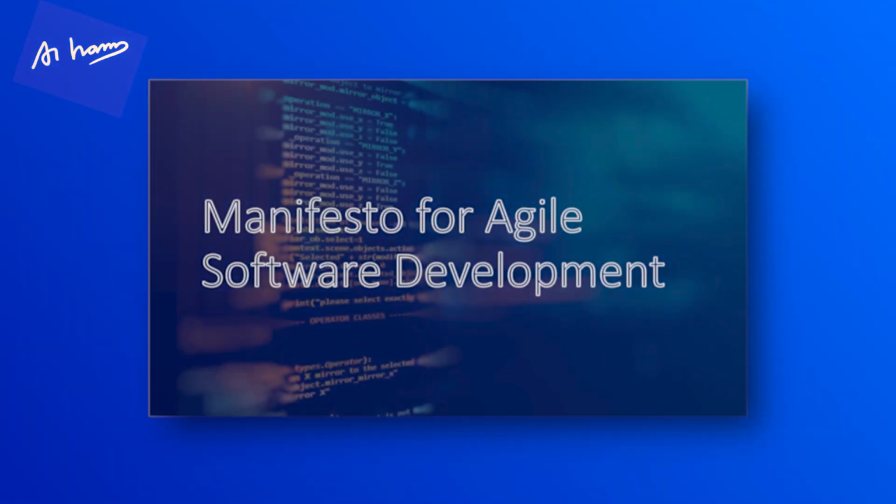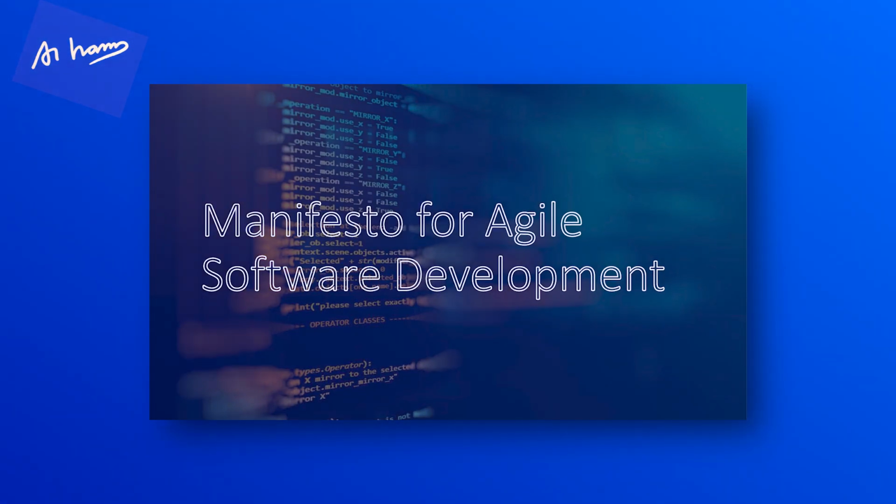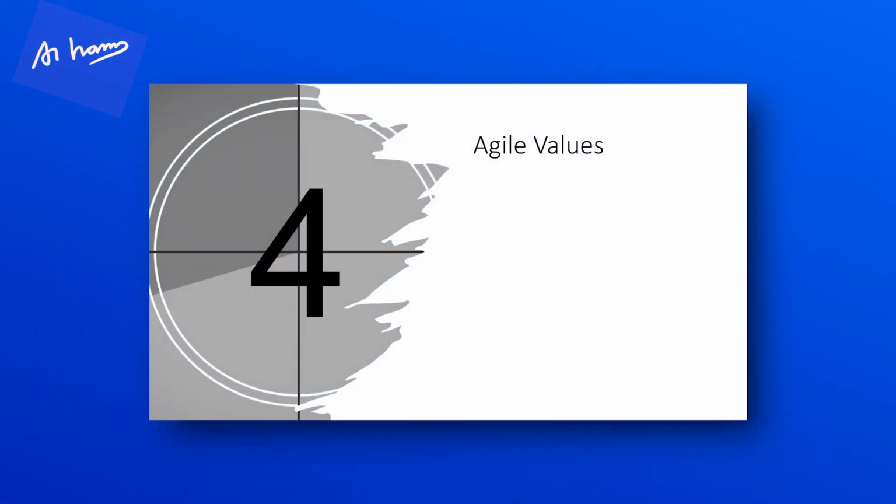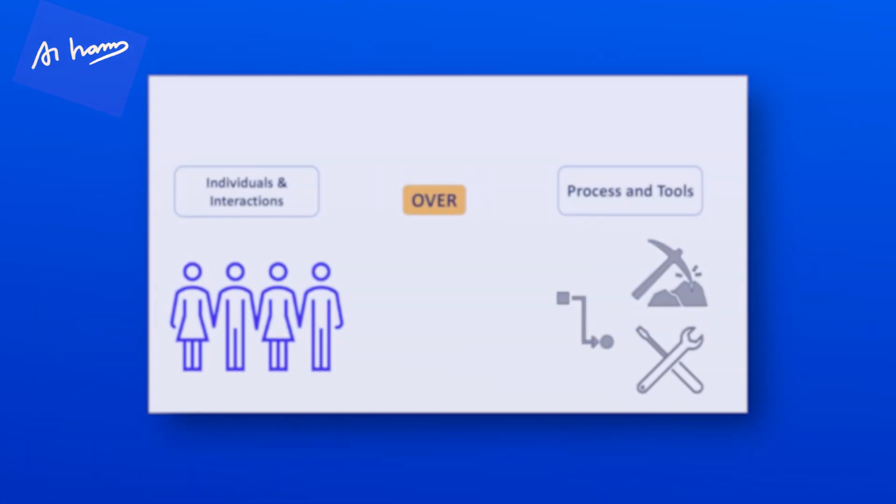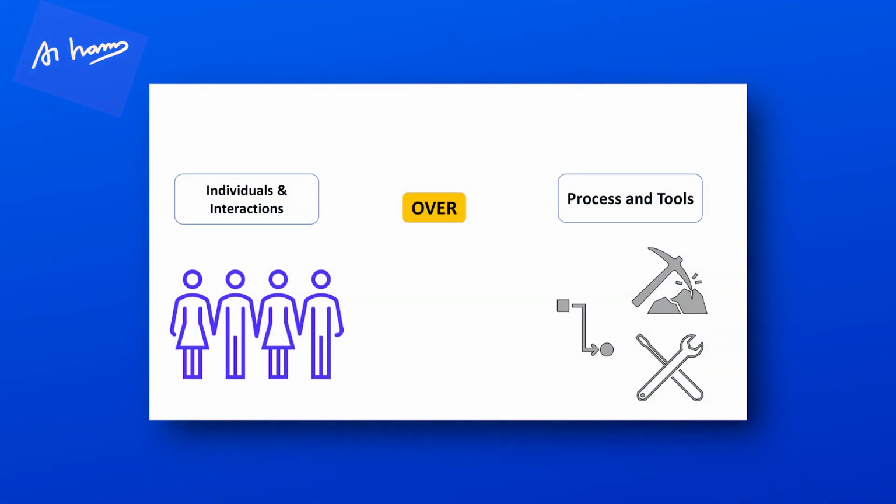The Manifesto for Agile software development has 4 values and 12 principles. Now we'll look into the 4 values. What is the first value? The first value says that we value individuals and interactions more over processes and tools.